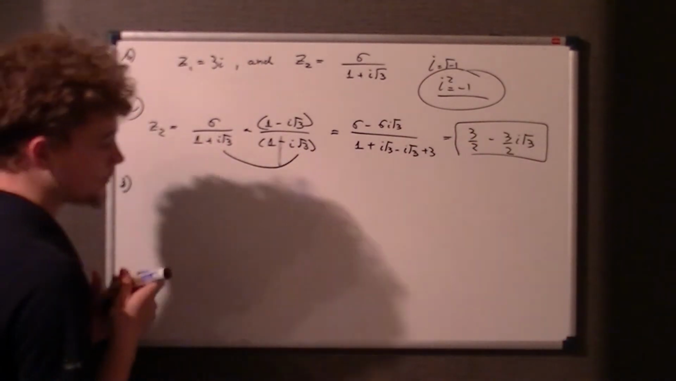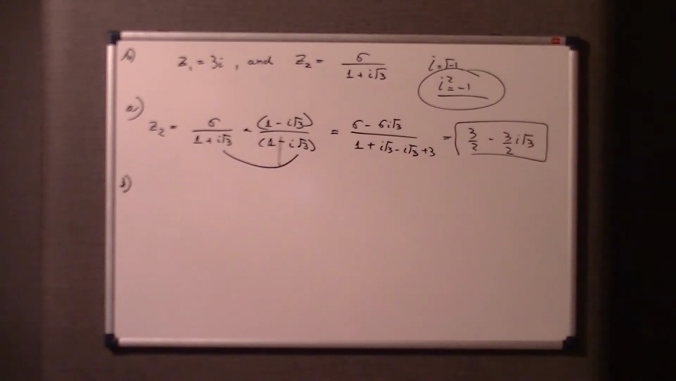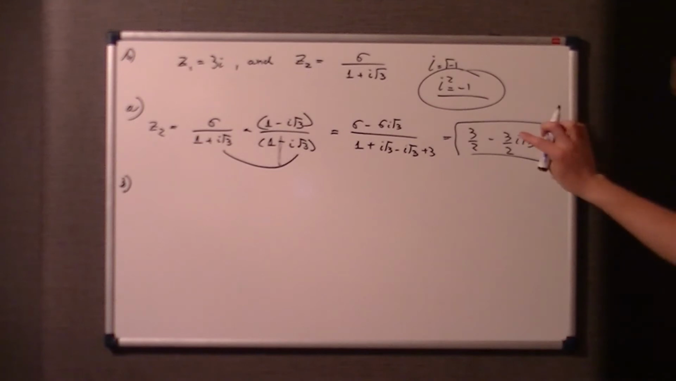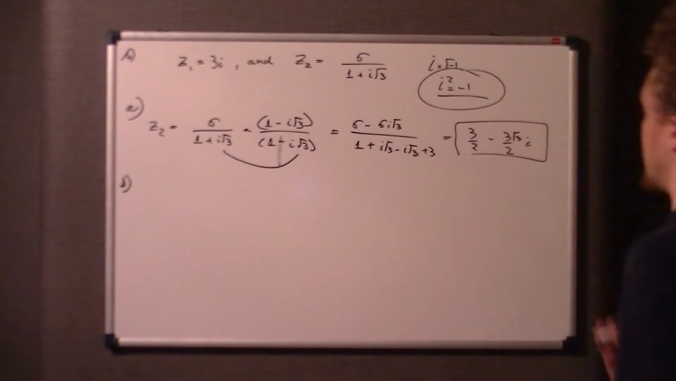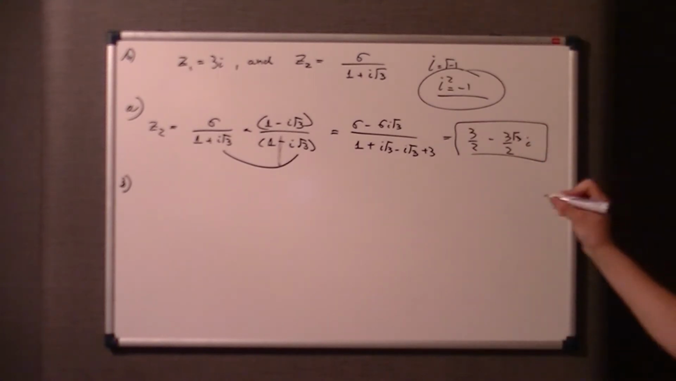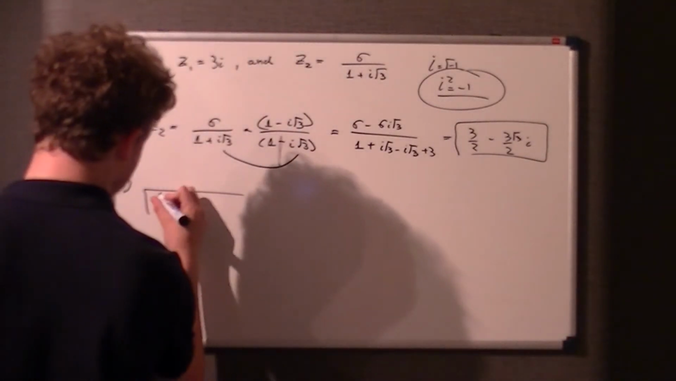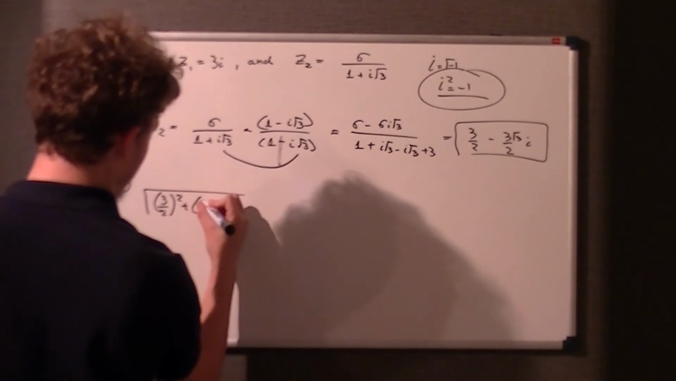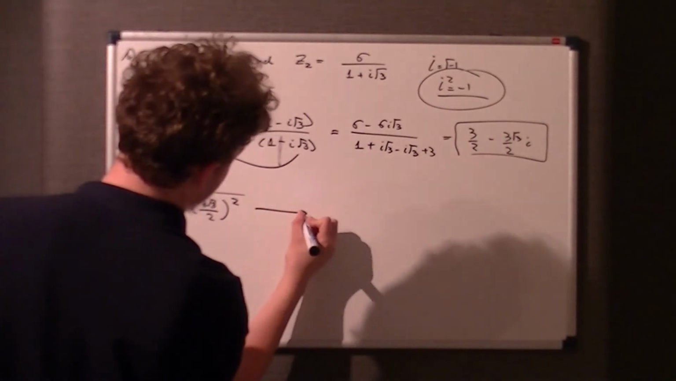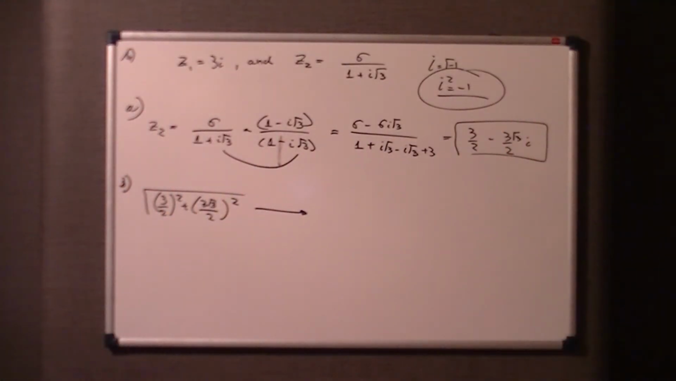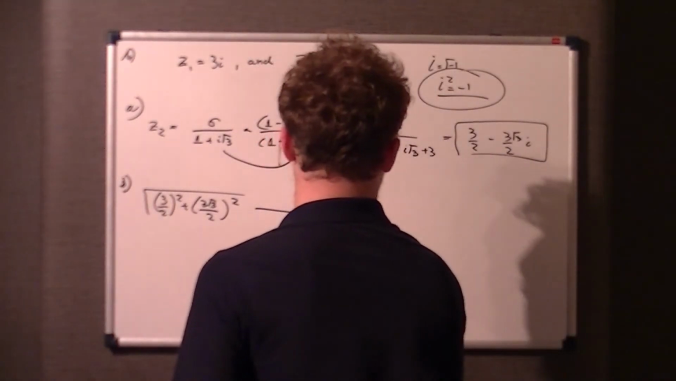So it's the square root of 3 over 2 all squared plus 3 root 3 over 2 all squared, and it's just a case of whacking those numbers into your calculator. And that will give you the modulus, which is the square root of 9, and that comes to 3.